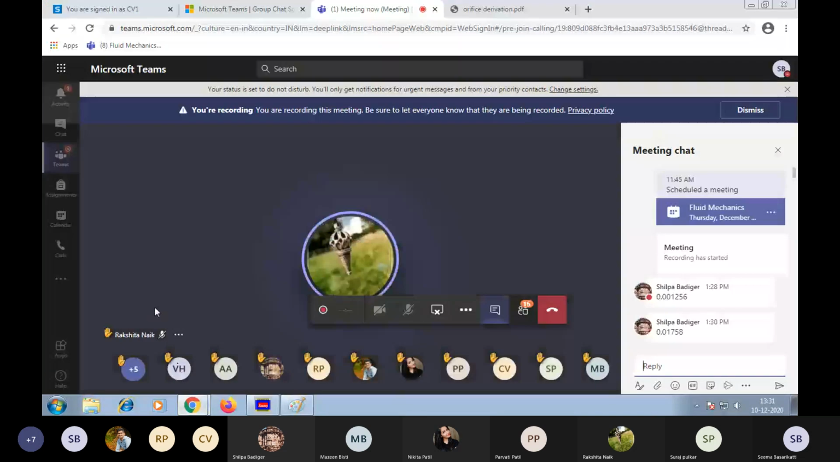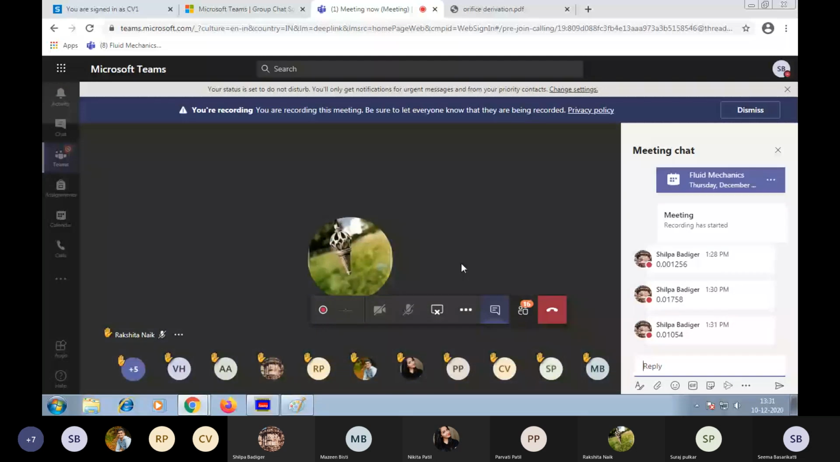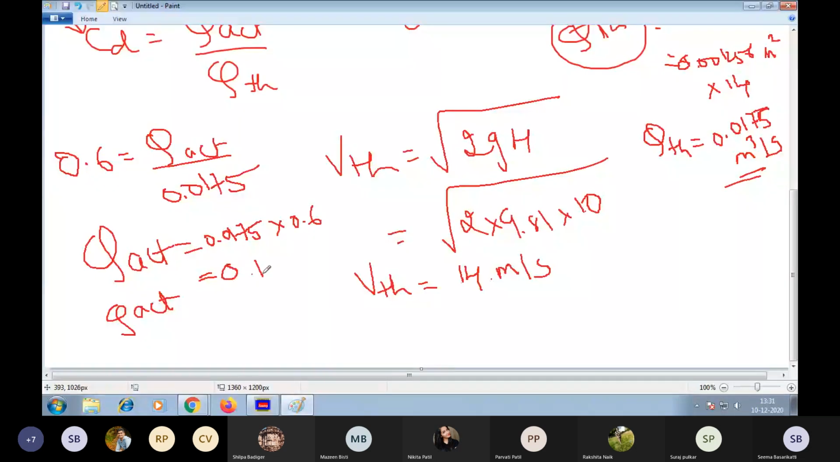Actual discharge is equal to how much? 0.1054 meter cube per second. I hope all of you have got the same answer. If there are any other answers, please text me.